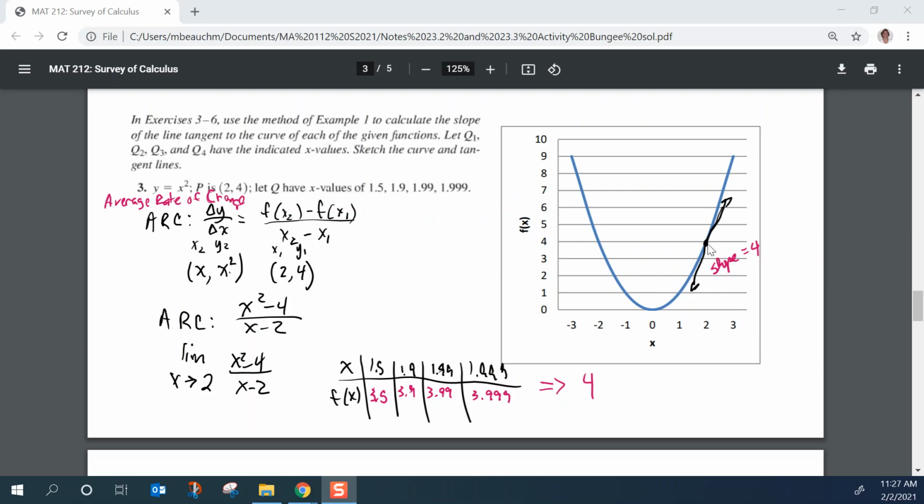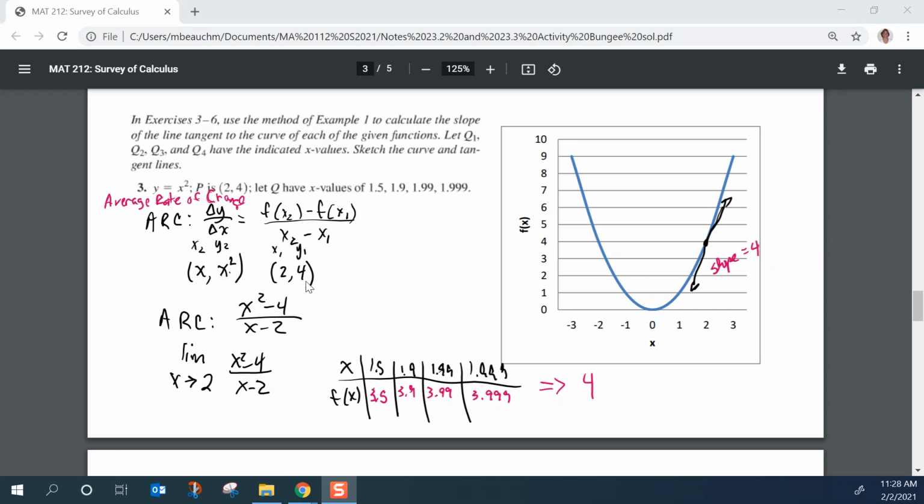So at that point (2, 4), I'm putting a dot and then drawing in the tangent line. We're trying to find the slope of the tangent line at that point (2, 4). So we make an average rate of change function. That's our change in y over the change in x. So we're going to take our two points, the point (x, x squared), that's just the general format of the point, and the specific point given, (2, 4), and create a function.